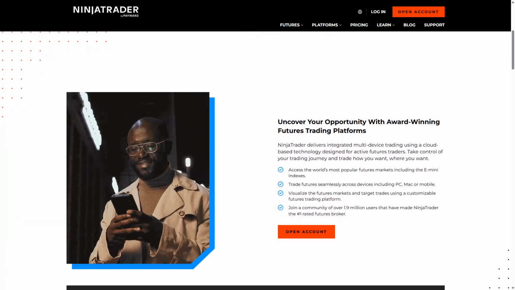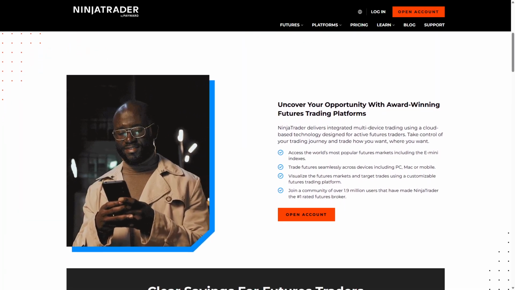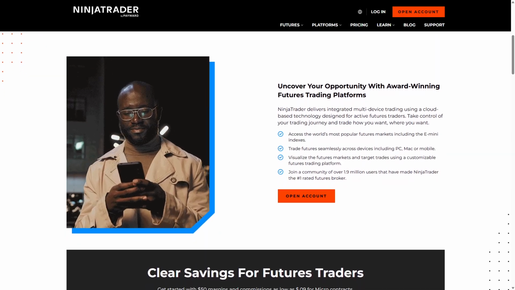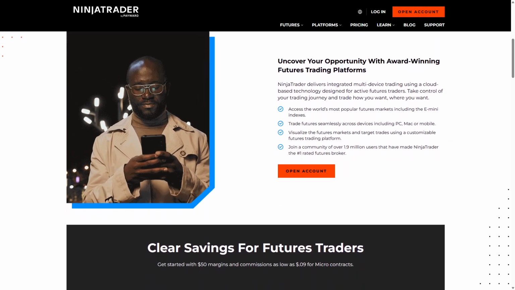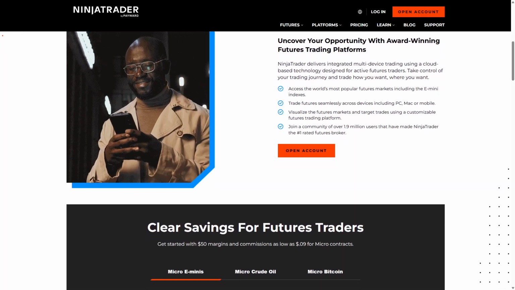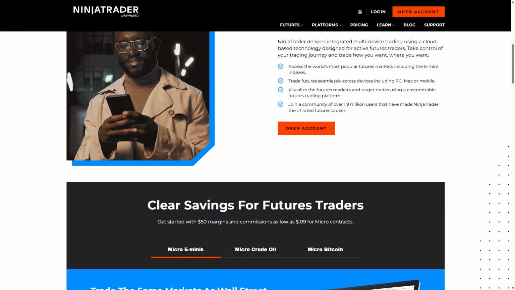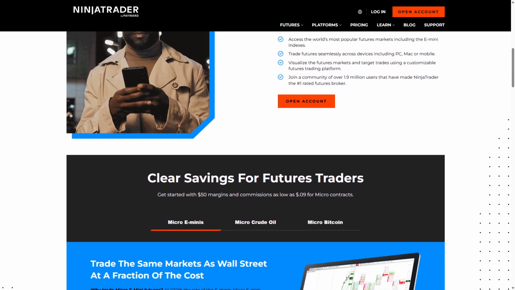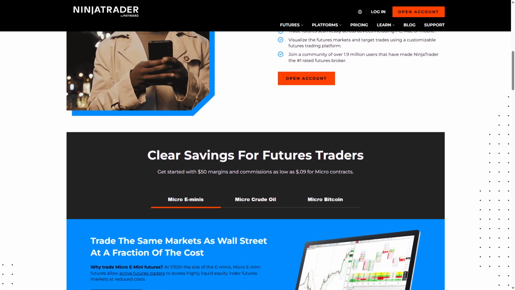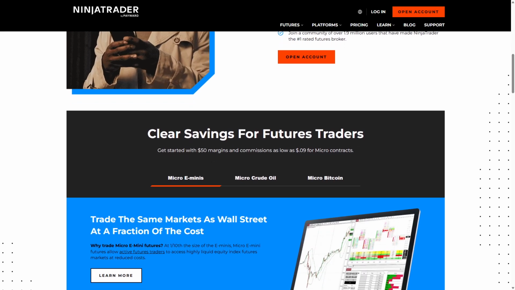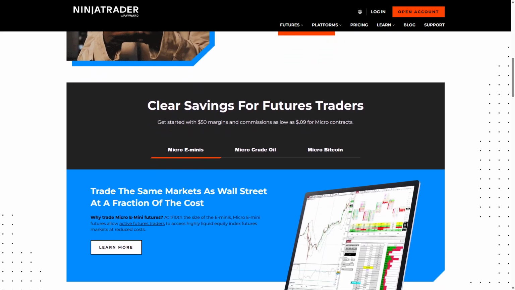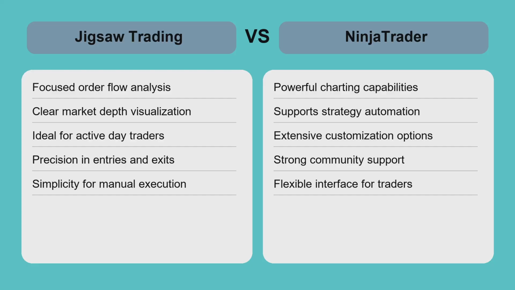On the downside, NinjaTrader can be overwhelming for beginners due to its complexity and steep learning curve. It requires more setup time and technical knowledge compared to simpler platforms. NinjaTrader is best suited for futures traders who want to combine technical analysis with automated execution and who value flexibility over simplicity. Comparing Jigsaw Trading and NinjaTrader highlights a trade-off between focused order flow analysis and broad functionality.